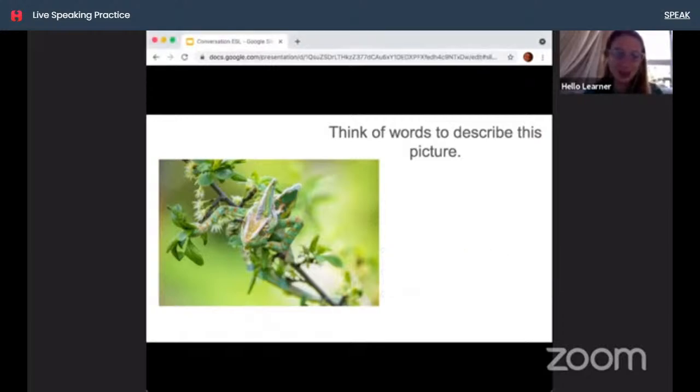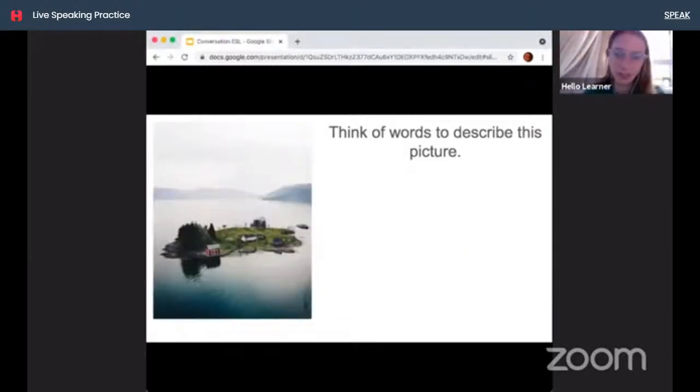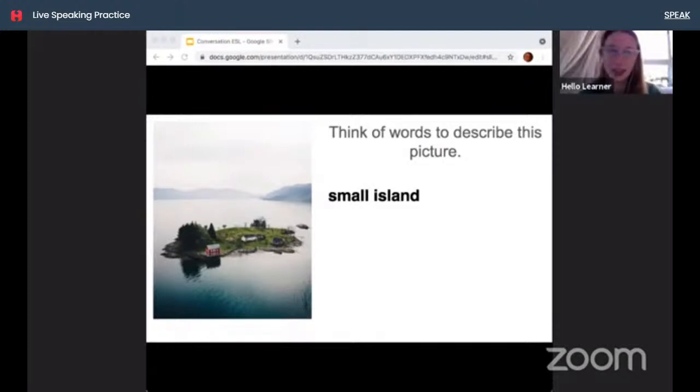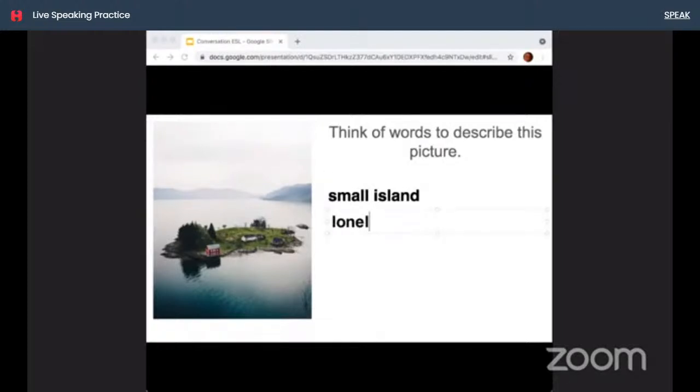Excellent. Okay, what about this picture? Does anyone have any words to describe this picture? It's a very small, beautiful island. Yeah, excellent. A small island. Yeah. Any other words that come to mind? Lonely place. Excellent. Yeah, you can say lonely. Definitely looks lonely. It's not connected to anything.